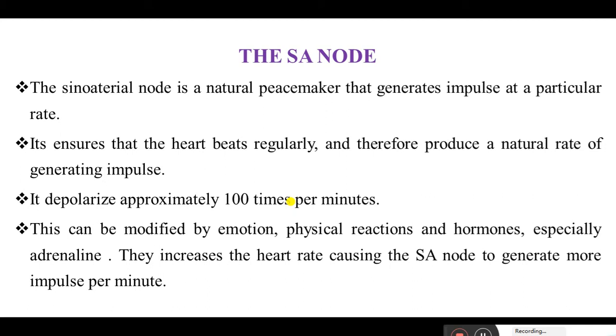The sinoatrial node's rate of depolarization can be modified by certain factors like emotion, physical reaction, and hormones, especially adrenaline and noradrenaline. These factors increase the heart rate by causing the sinoatrial node to depolarize more at a particular time or minute.